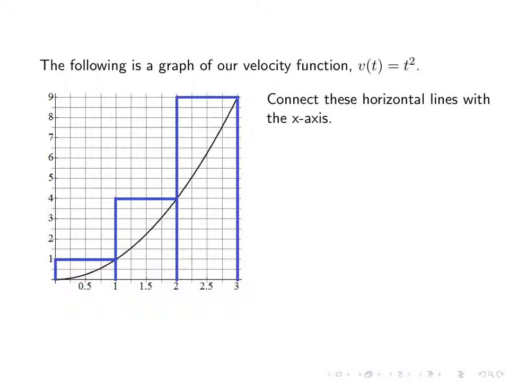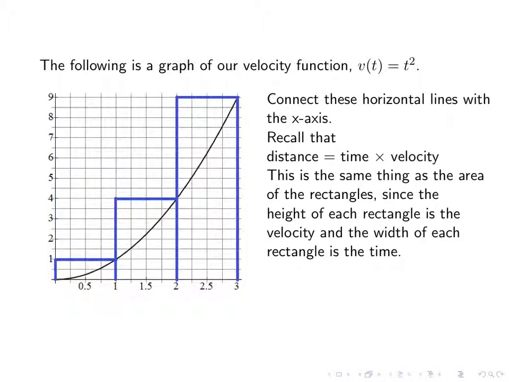What we're going to do is connect these lines just straight down. So we have lovely rectangles. Recall again that distance is time times velocity. This is the same thing as finding the area of these rectangles, because the height of the rectangle is the velocity. There you have the 1, the 4, the 9. And the width of each rectangle is 1. Right? 1 minus 0, 2 minus 1, 3 minus 2. And that was exactly our time interval.